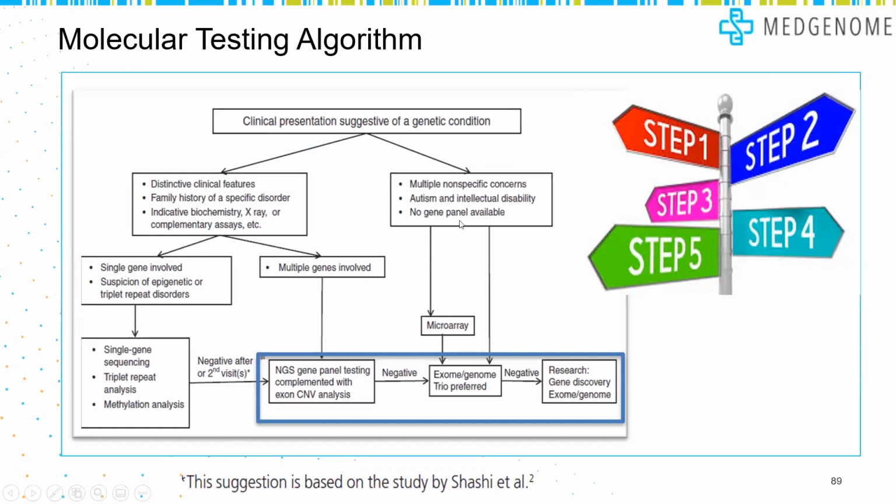So just again reviewing the same molecular testing algorithm, even for NGS, along with NGS, if we are complementing it with a CNV analysis, even that is negative, then we may have to go for a trio whole exome or whole genome. And only after that is negative, we may have to go in for a genome, which everyone says that since it is available, it is better to go for whole genome. But genetic diagnosis, like all other clinical diagnoses, should always be a stepwise approach.